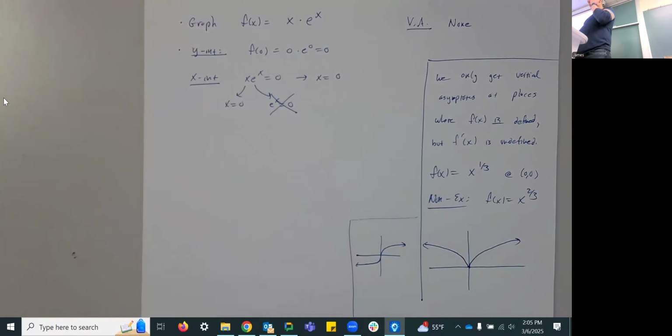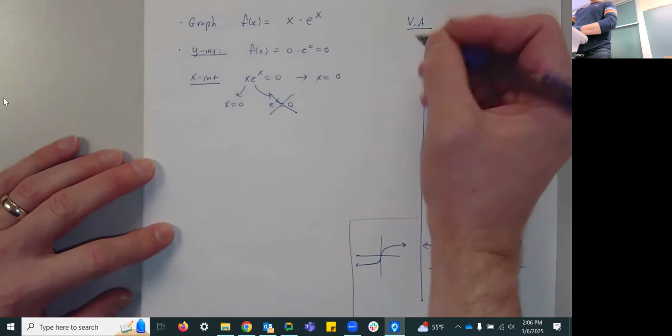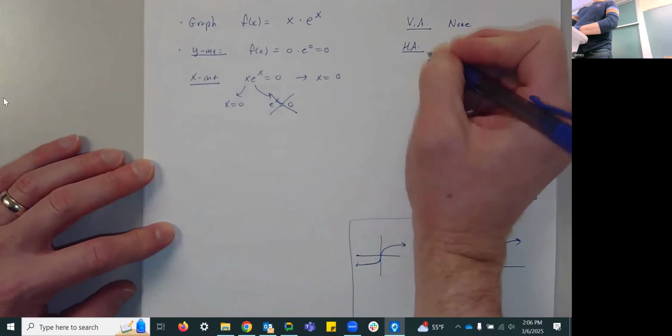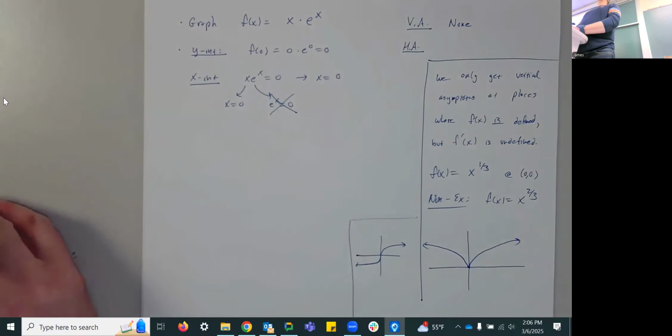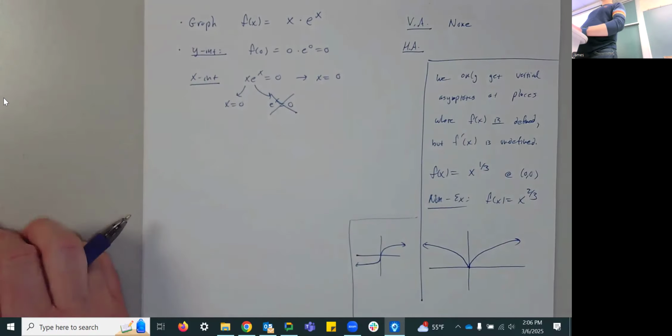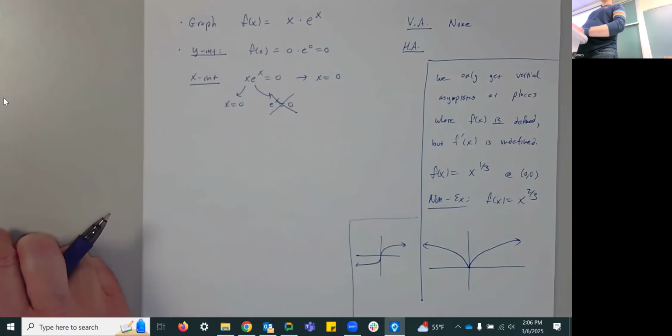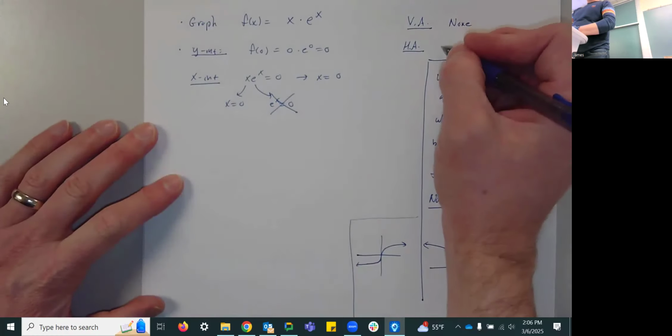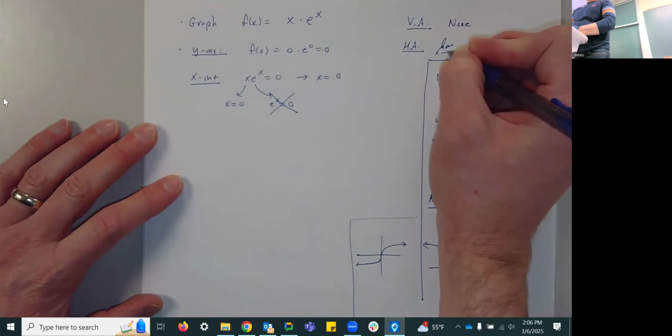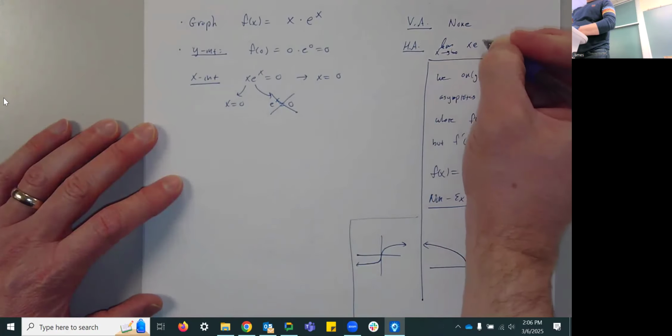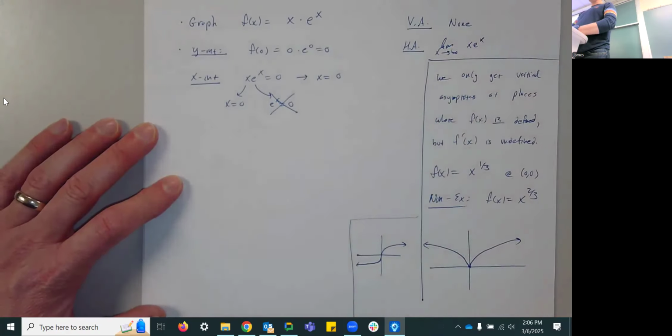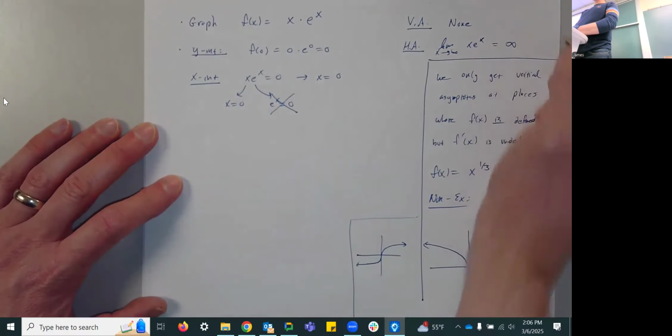Cool. Back to this question. No vertical asymptotes. Horizontal asymptotes. This is the place where if you don't yet have L'Hopital's rule, we're going to leave it for later. Because although the limit as x approaches infinity of x e to the x is just infinity times e to the infinity, which is infinity.